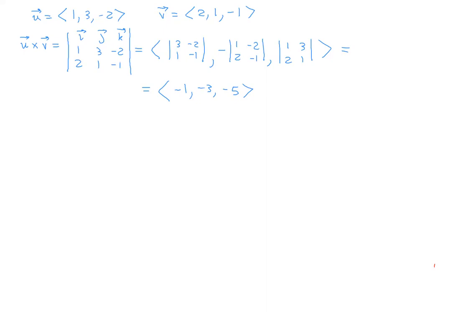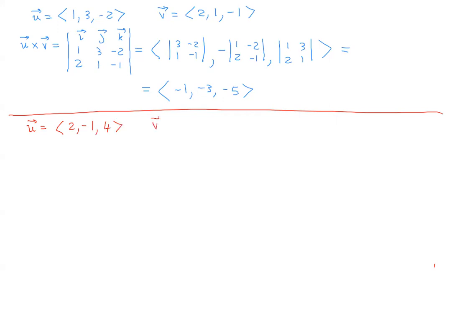Why don't we do one more? Like I said, it's something that most probably many of you see for the first time. So let's say that we have u equal to 2, negative 1, 4, and v is 1, 3, negative 1. So please go ahead and find the cross product of u and v. This time I'm not going to set it up for you. Pause the video. I'll give you a couple of seconds and then try to do it.